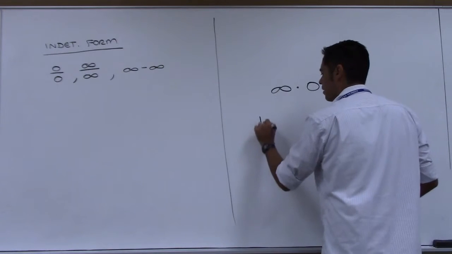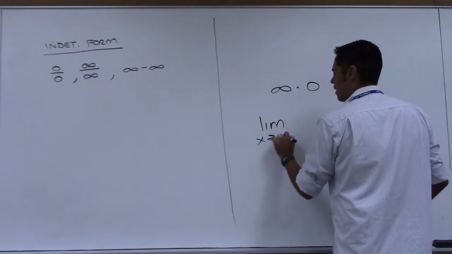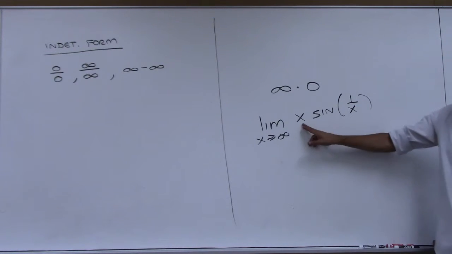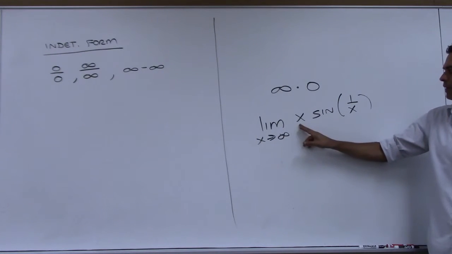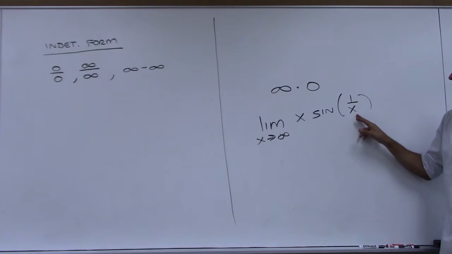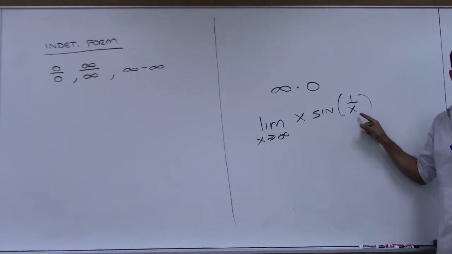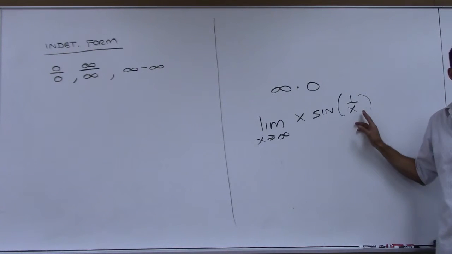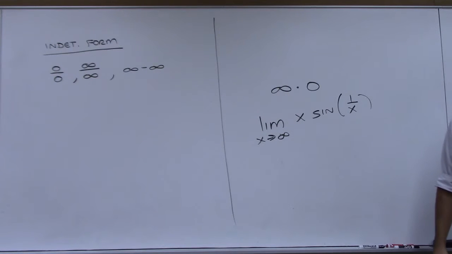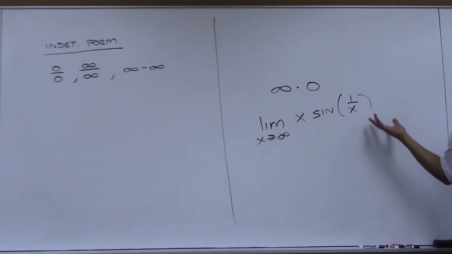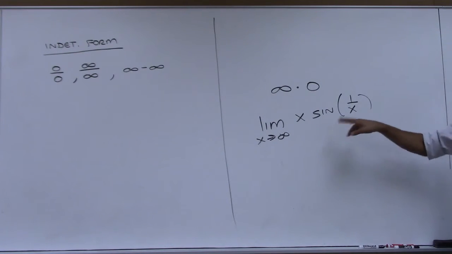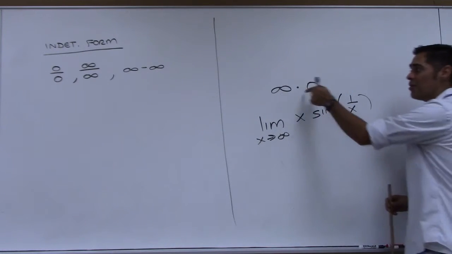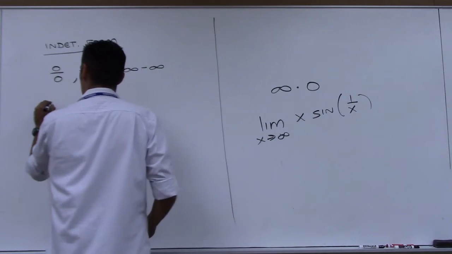I'll give you an example of this. Limit as x goes to infinity of x sine of 1 over x. Okay, where does this go? That goes to infinity. What's 1 over infinity get close to? 0. What's sine of 0? 0. So this is getting big, right? And this one is getting small. Which one wins? You don't know. You have to go figure this out. We'll actually be able to do this pretty easily in a second. But this one we don't know. Okay? So that is also an indeterminate form.